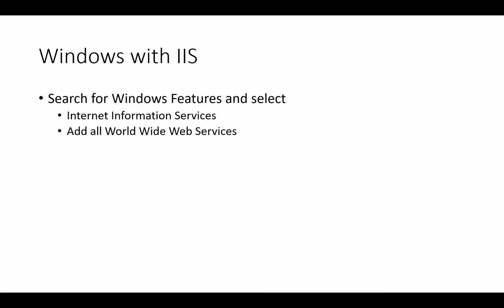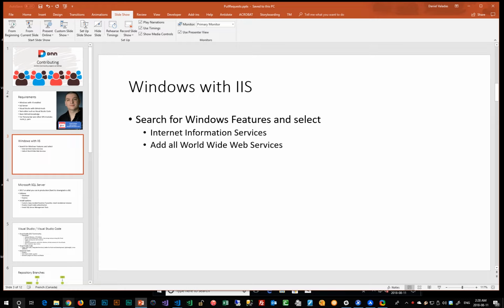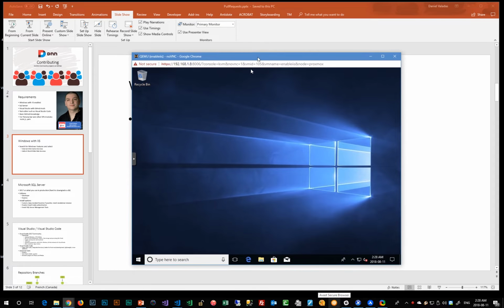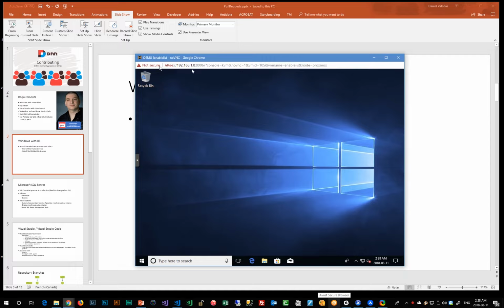So let's get started with our first requirement, which is having IIS enabled in Windows. It's very simple. We're simply going to search for Windows features in the Start menu, and we're going to enable Internet Information Services, which is IIS, and we're going to enable all the World Wide Web services. In my actual system, everything is already installed, so you're going to see me working in virtual machines in these windows. They're browser windows, so the address is just for the virtual machine. That's not actually a website.